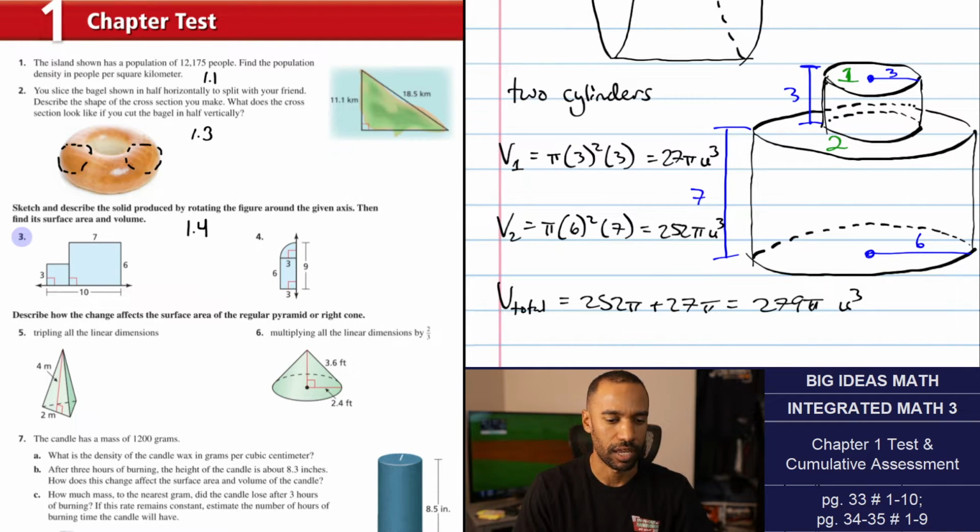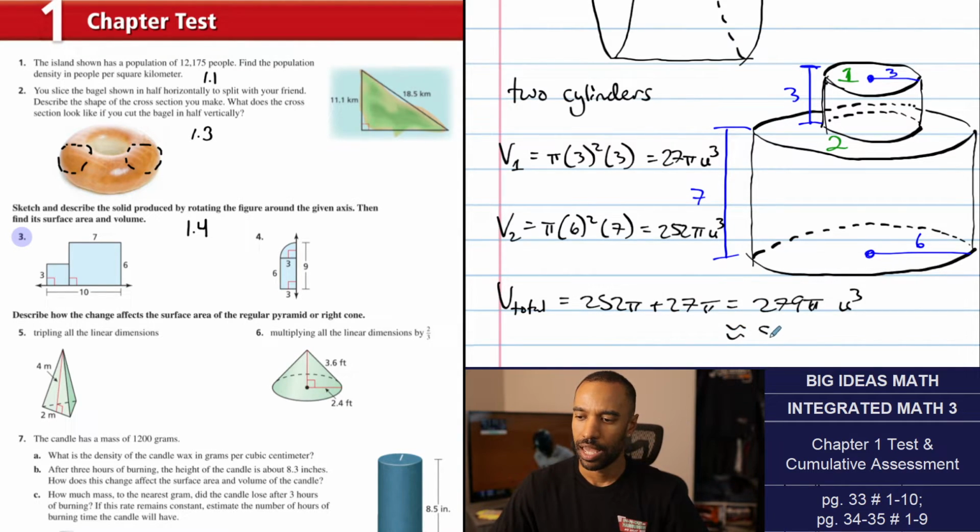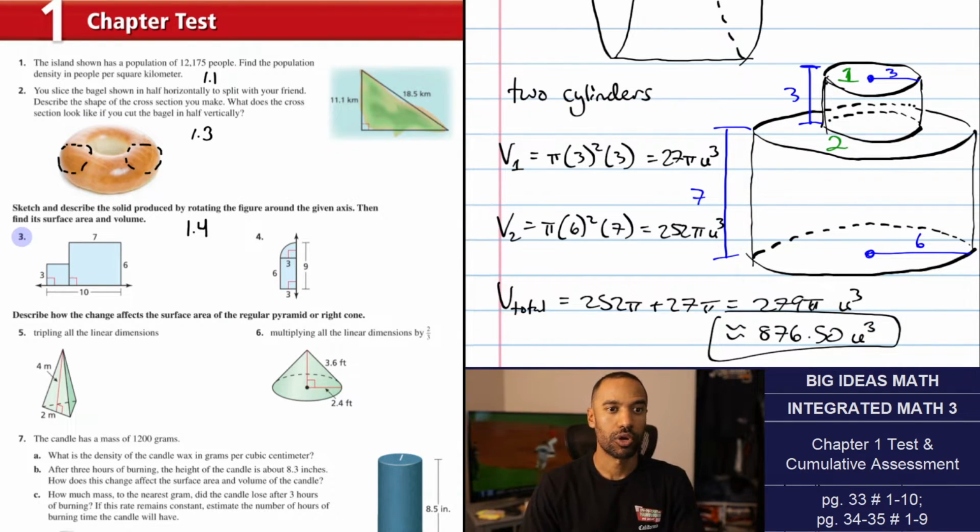When I use the calculator and round, 279 pi is 876.50, if I do to the nearest hundredth, 876.50 cubic units.